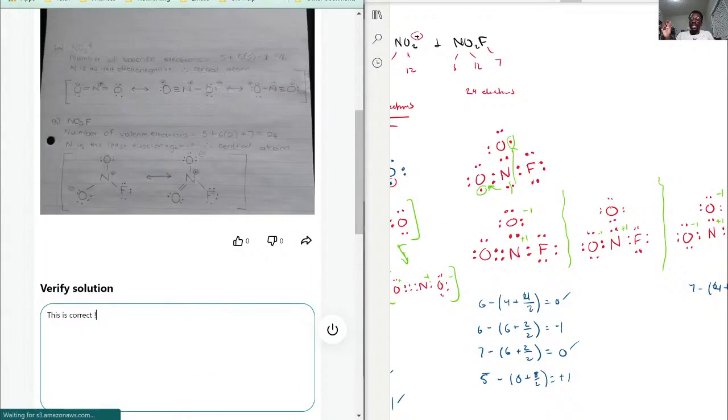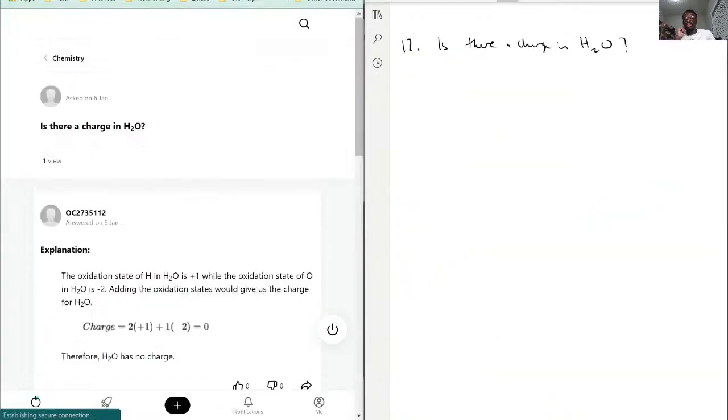So that's it for number 16. Let's see now what we're doing. We have number 17, which is relatively straightforward. It's asking: is there a charge in H2O? So for this one, we can actually approach it in different ways.